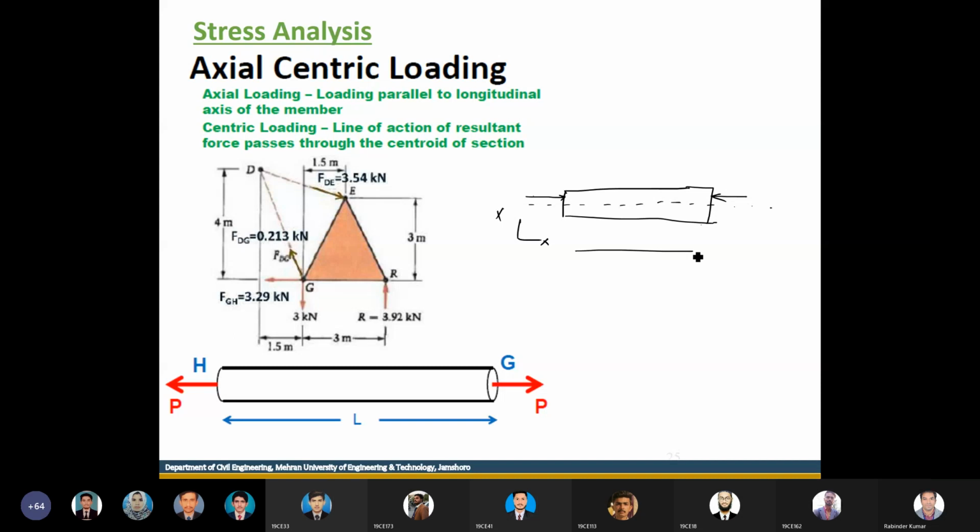When the force is being passed through the center of this cross section, we call it axial centric loading.